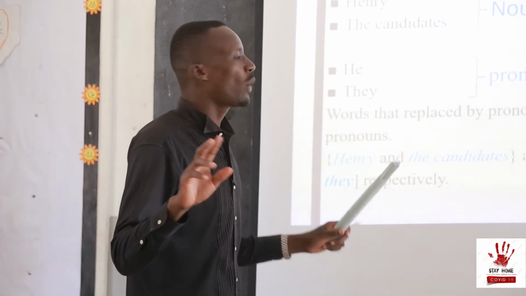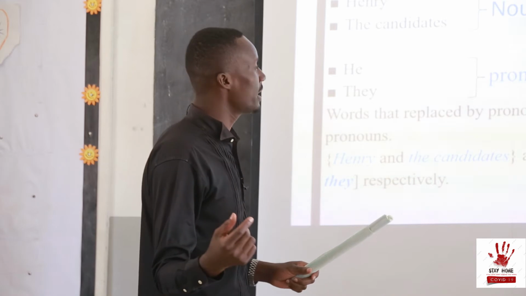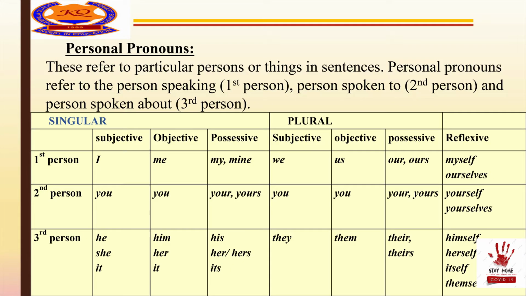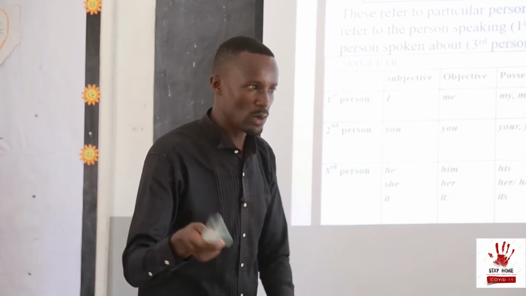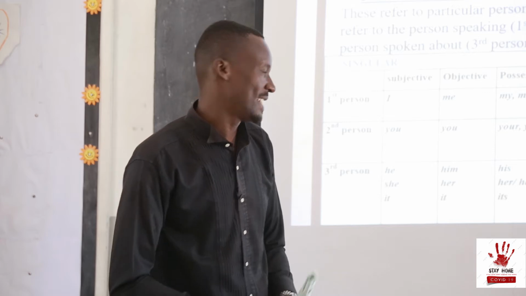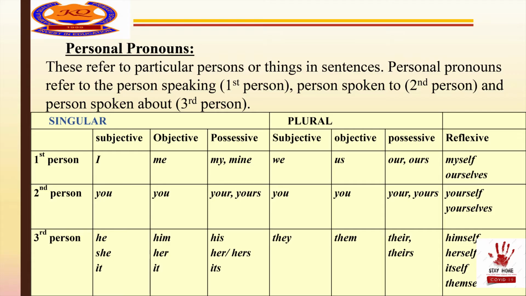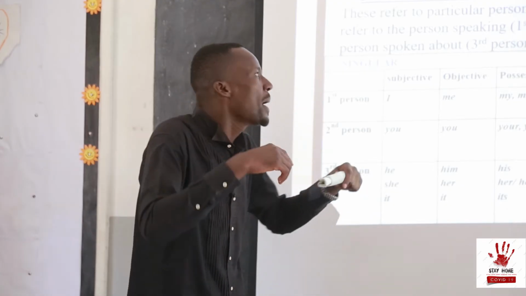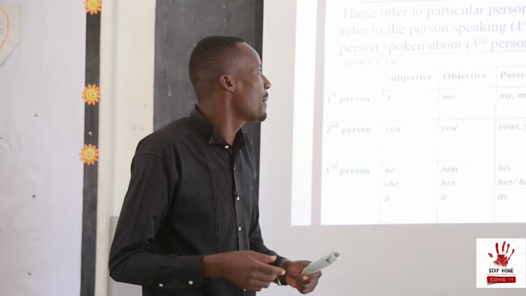Now, we have quite a number of pronouns. Let us begin with the personal pronouns, because we have many. Personal pronouns refer to particular persons or things. Are you wondering because I'm saying personal pronouns refer to things? Even a thing can be a person in a sentence. We are going to look at it. I'm saying that personal pronouns refer to the specific persons or things we are talking about in a sentence.